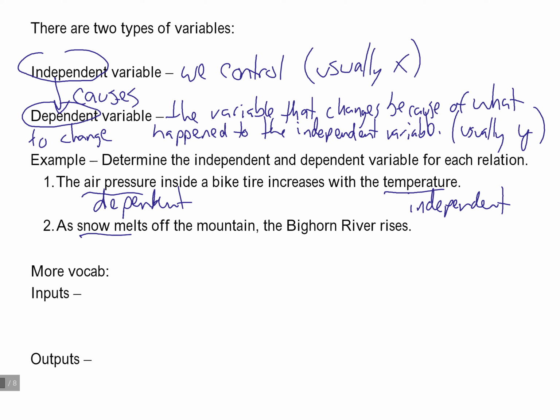Snow melts is one, and river rising is the other. Okay. So now what causes the other to change? Snow melting off the mountain will cause the river to rise. Yes. So snow melting is the independent variable, and river rising is the dependent.